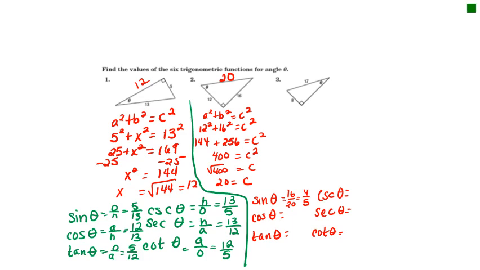Now the next one is adjacent, which is 12, over hypotenuse, which is 20. And again, I can reduce that. Let's see, 12 divided by 4 is 3, 20 divided by 4 is 5. And then finally, tangent is going to be opposite over adjacent. All right, and then both of those reduce as well. 16 divided by 4, 12 divided by 4, and so I get 4 over 3. And then for cosecant, secant, and cotangent, I can just write the reciprocal. So 5 over 4, 5 over 3, and then 3 over 4.